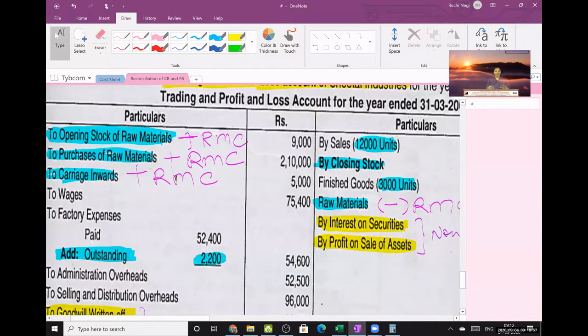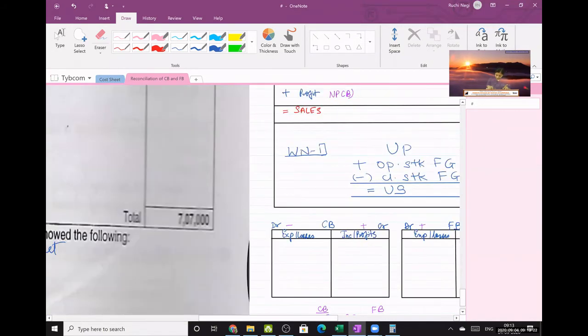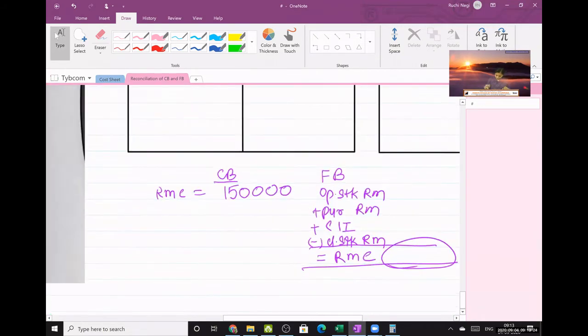In the trading account, they don't show you raw material consumed. Obviously, they separate it: debit, opening stock, purchases and carriage inward on the debit side, and closing stock on the credit side, because that's how ledger formats are. That's how the entries are in the ledgers. But now when I'm going to reconcile, I need to separate raw material consumed. So just go through this working note.